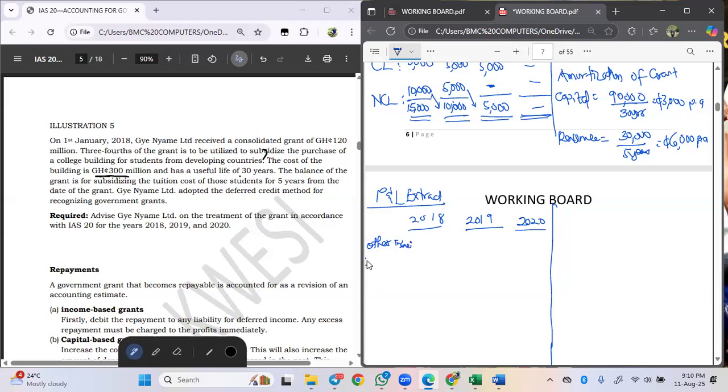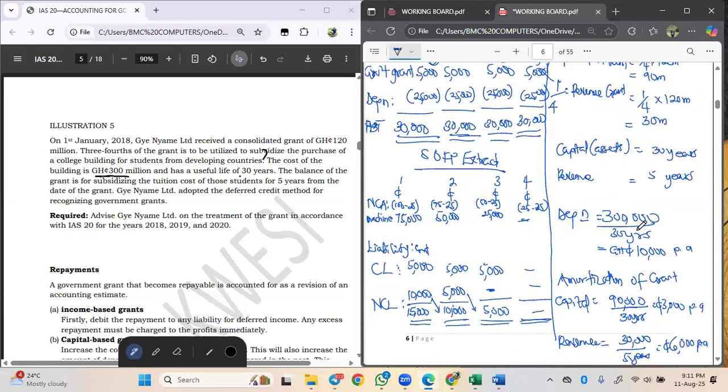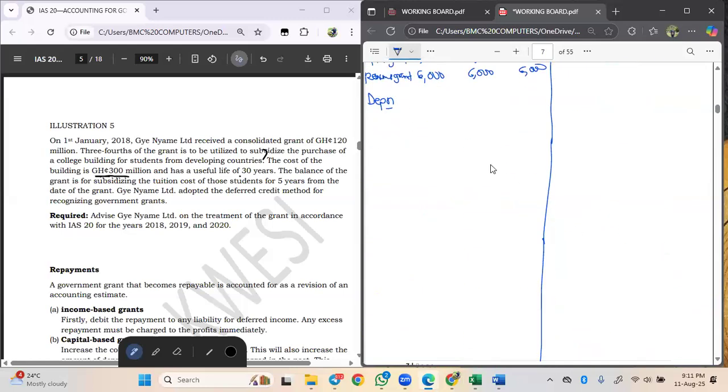The other income, we are going to have capital grants and also revenue grants. So capital grant is 3,000 each year. Revenue is what? 6,000 each year. Then we have our depreciation. We calculated the depreciation. Yes, 10,000 per annum. So that one is a negative one.